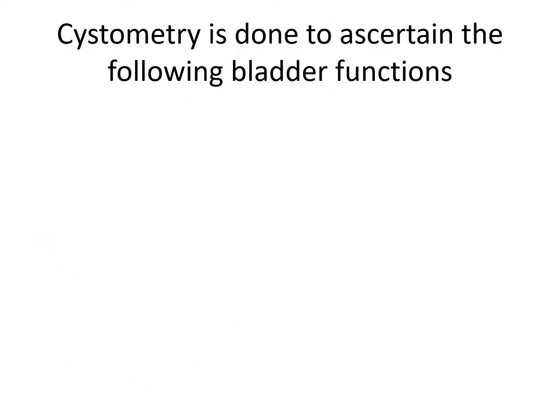Okay. Next is the cystometry. Now, cystometry is done to ascertain the following bladder functions. What is the utility of doing cystometry? What can we learn by doing cystometry? So, by cystometry, we know the bladder capacity. It is the bladder volume at which voiding is irresistible, and we know normally it is 400 or 500 ml. So by doing cystometry, we can measure whether the bladder capacity is normal, low or higher.